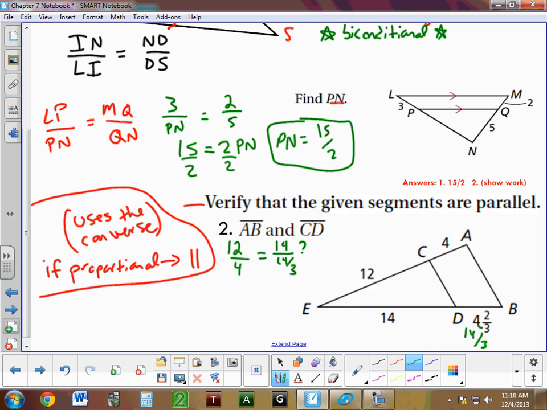But dividing by a fraction is the same as multiplying by the reciprocal. So I should be able to say that that's 12 over 4 equals 14 times the reciprocal, which is 3 over 14. At that point, you can see the 14s cancel, and I know 12 divided by 4 is 3, and since 3 equals 3, the lines are parallel.